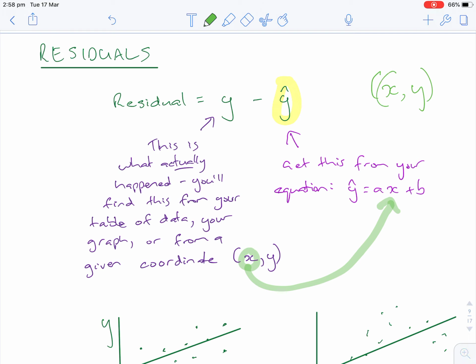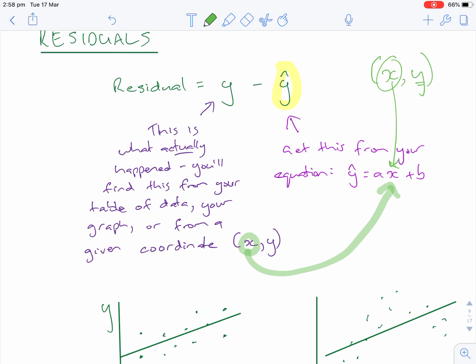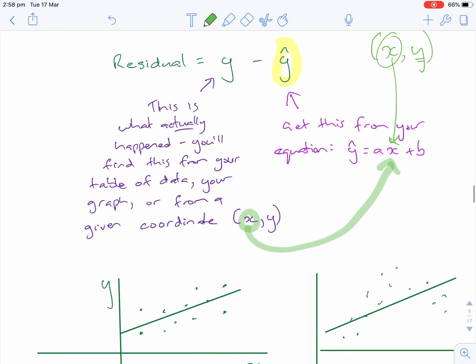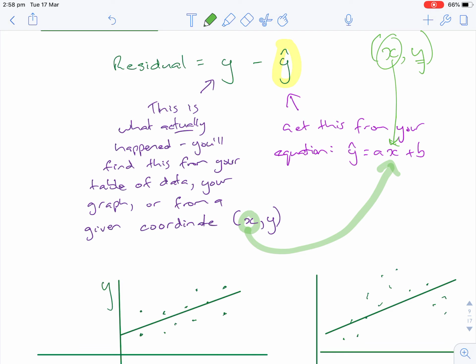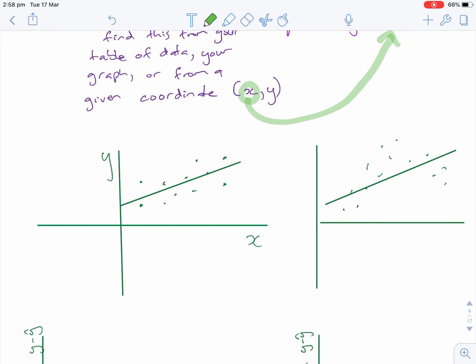In that case, this is what actually happened. I could substitute this X value into my equation to make my prediction. That would give me my Y hat. And then I'd compare it with what actually happened, which is what they've told me here. So if they've given you a coordinate, you're going to substitute in, and away you go.